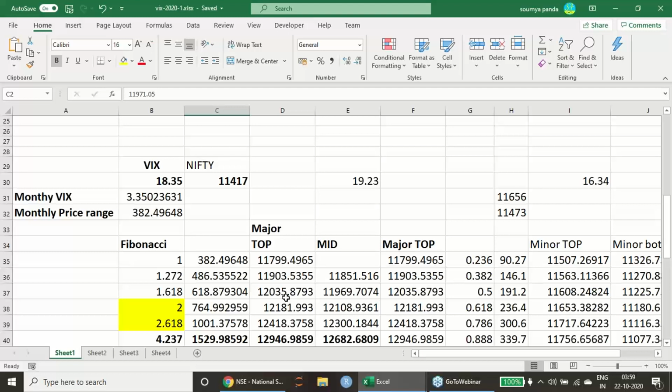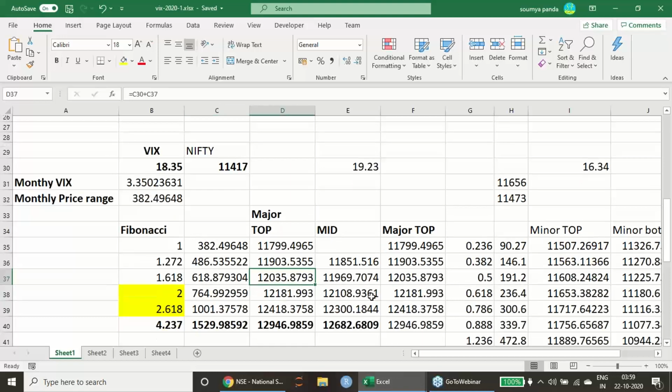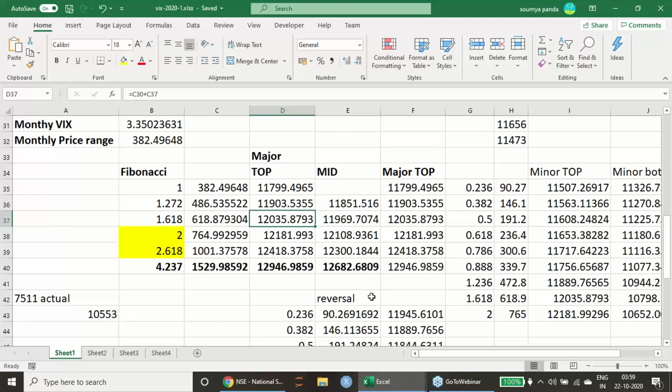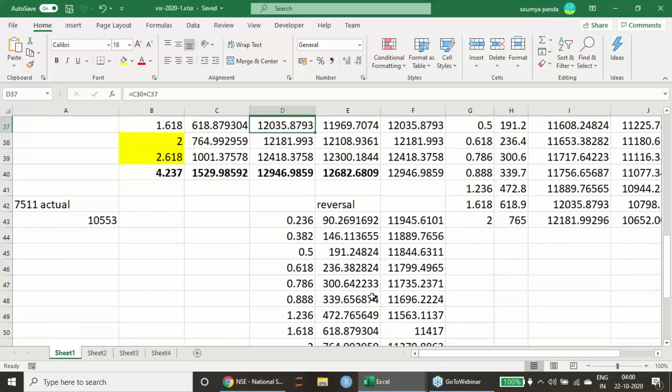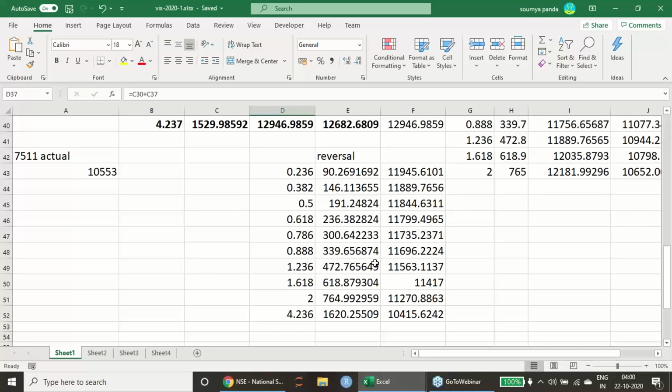12,036 should be our top. However, we have achieved till 12,025. So if I consider this 12,036 is the intermediate top which is formed, and from there I calculate the reversals, so these are the reversals.